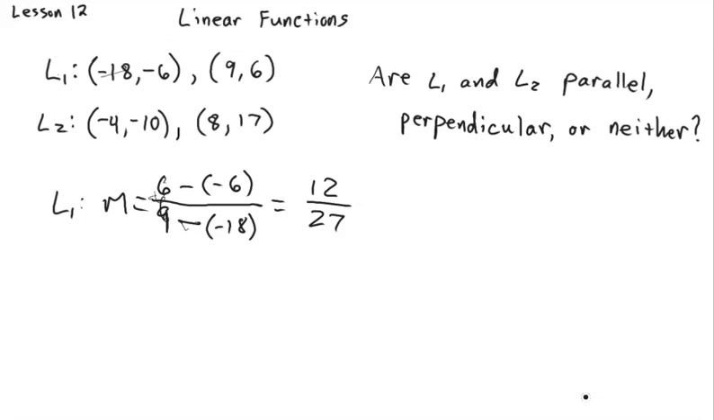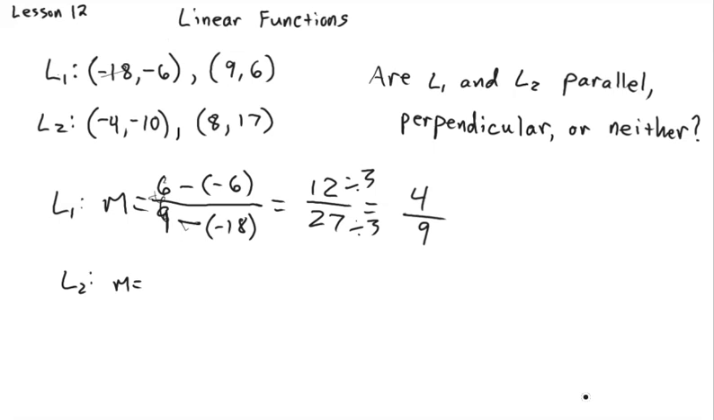Both of these numbers are divisible by 3. Just so you know, I'm reducing, divided by 3. 12 divided by 3 is 4, and 27 divided by 3 is 9. So the slope of line 1 is 4 over 9. All right, so let's find the slope of line 2.